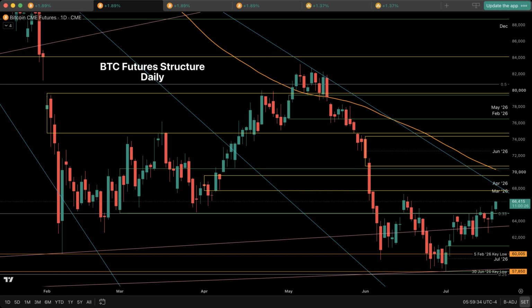They are not moving randomly. They are moving around key locations. February 5th key low below. July 1st daily basis upper boundary under the current candles. Weekly 0.33 above. The rising trend line below still reacts. The falling trend line above still presses. The orange moving average above still slopes down. The daily chart is not giving full freedom. It is giving pressure from both sides.